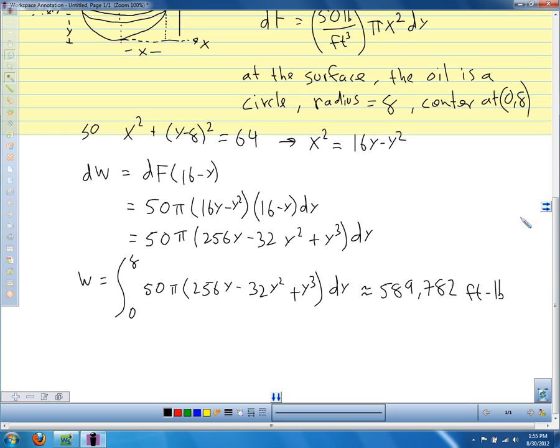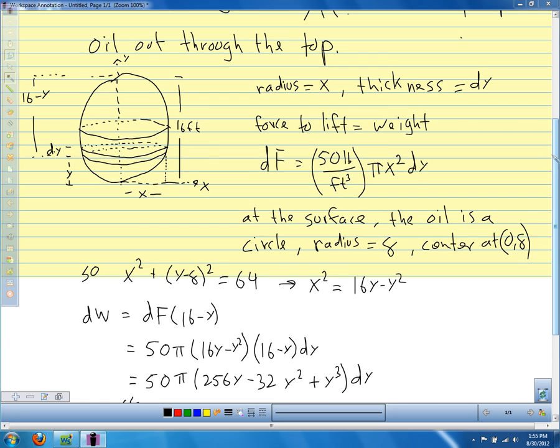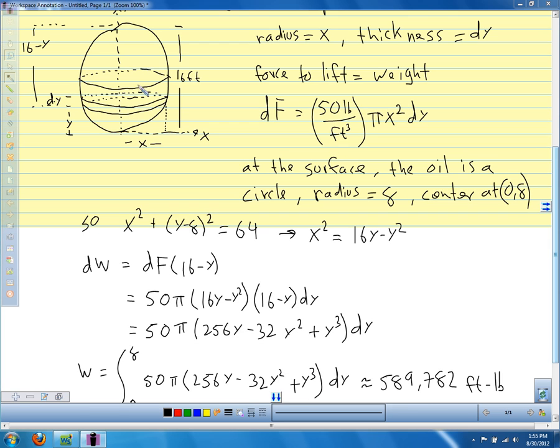So the challenge, the additional piece of information that we had here, is that we had to come up with some expression for x in terms of y. Because our tank was half full, we could write this equation of the circle to come up with an expression of x in terms of y. We get the radius of these little representative layers of oil as a function of the height above the bottom of the tank.